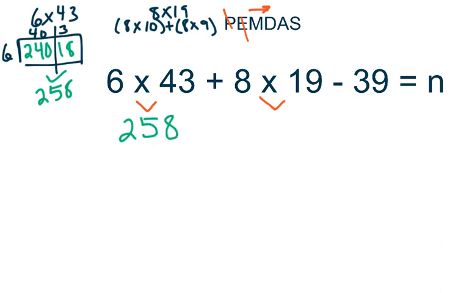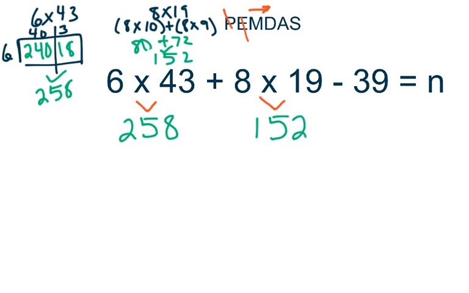258. And then I'm going to go to my next multiplication problem, and I'm going to solve that using expanded form. So 8 times 10 is 80, and 8 times 9 is 72. And when I add those two things together, I get 152 as that product. And I'm going to go ahead and write that underneath that problem.